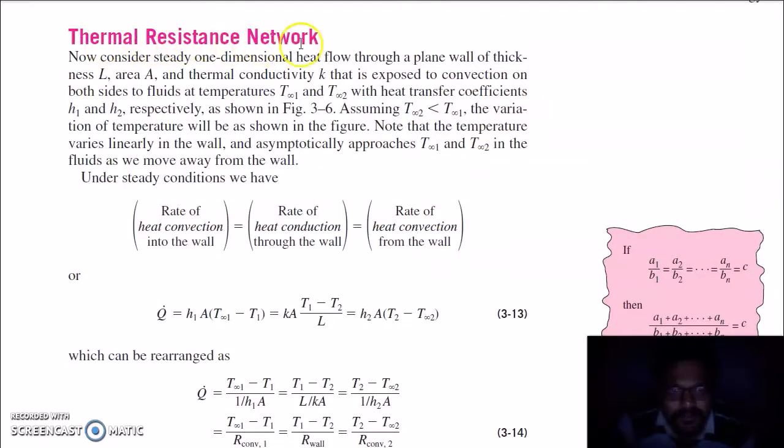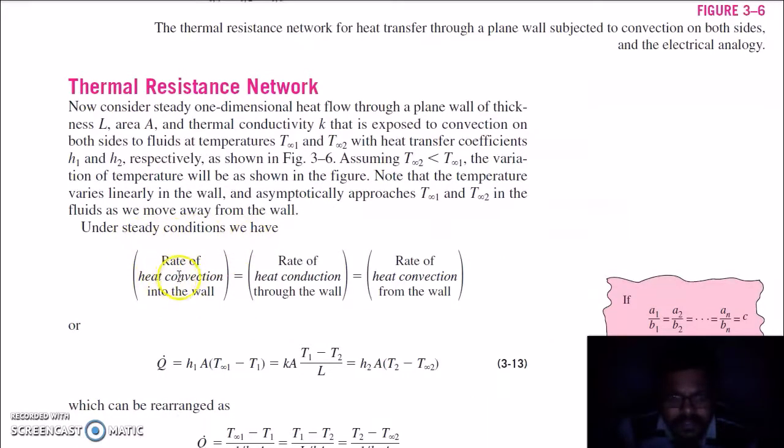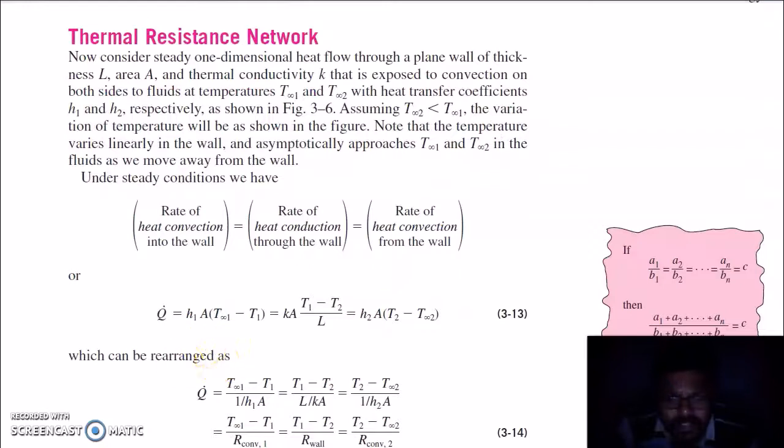Thermal resistance network. Consider a steady one-dimensional heat flow through a plane wall of thickness L, area A. So thickness is L, thermal conductivity is K, which is exposed to convection on both sides to two fluids at temperature T infinity 1 and T infinity 2. So this is convection here on this side and conduction through the wall. So under steady conditions, the rate of heat convection into the wall is equal to the rate of heat conduction through the wall, which is equal to the rate of heat convection from the wall. Means convection is equal to conduction through the wall, is equal to convection on the other side of the wall.